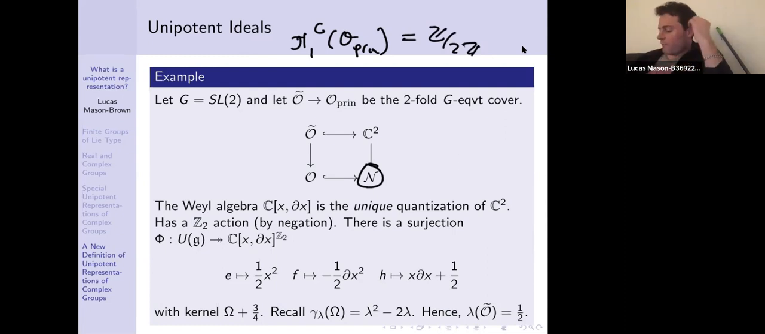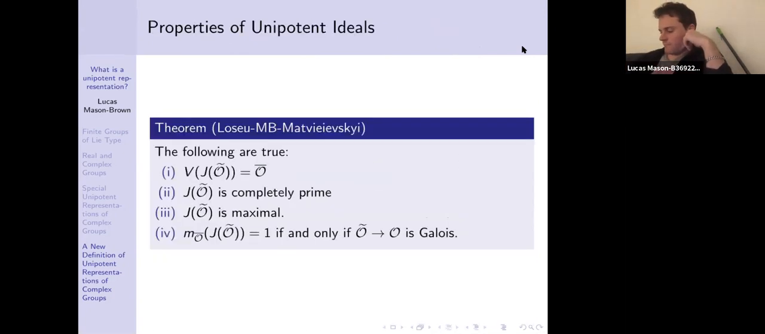We saw previously that all filtered quantizations of N are central reductions of UG, and we can figure out exactly the infinitesimal character by constructing an explicit homomorphism, which I've done here, and I won't really explain further. If you do this computation, you find that the unipotent ideal associated to the twofold cover has infinitesimal character rho over 2. So halfway between the principal orbit and the 0 orbit.